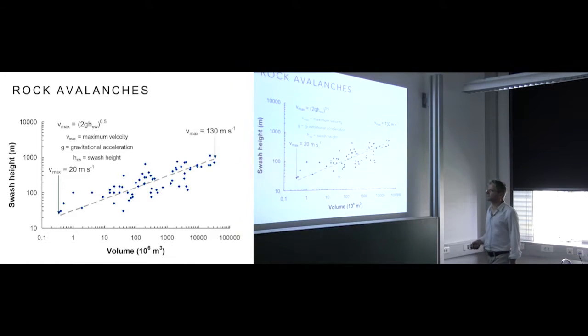Some of these rock avalanches swash against opposing valley flanks, so you can do some kitchen physics. You can use the swash height against gravitational energy, basically, to estimate the maximum velocity, and you find that the larger they become in terms of volumes, the more mobile and the faster they become, with peak velocities of more than 100 meters per second.